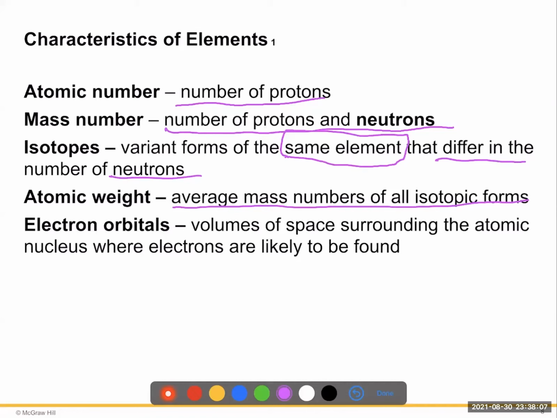Electron orbitals are volumes of space around the atomic nucleus where electrons are likely to be found. So you can't see electrons. If you shine a light on an electron, the electron moves because the electron weighs less than the light source. So it's not going to be where you found it. You can't find it. It exists in these areas. We talk about the probability of finding electrons in a certain area.